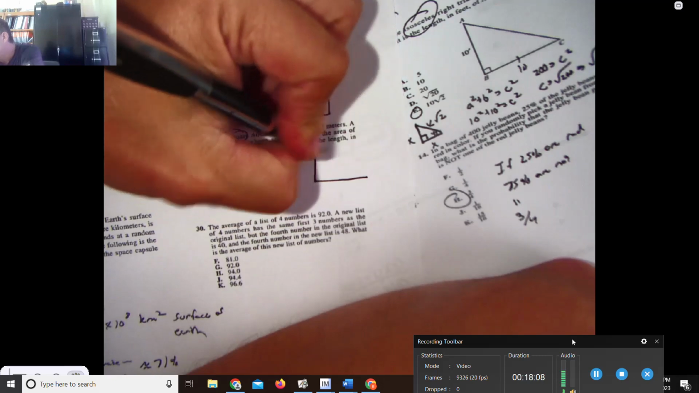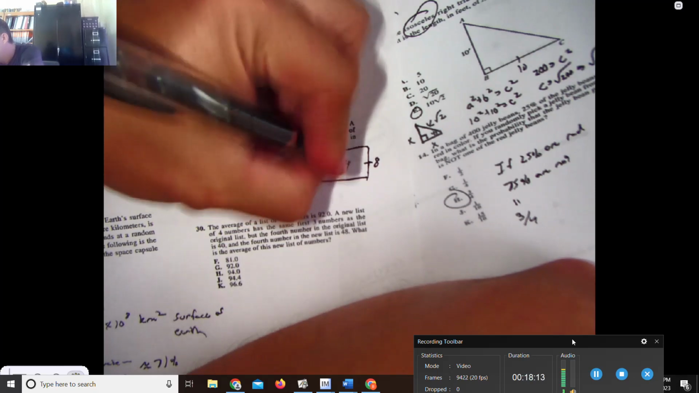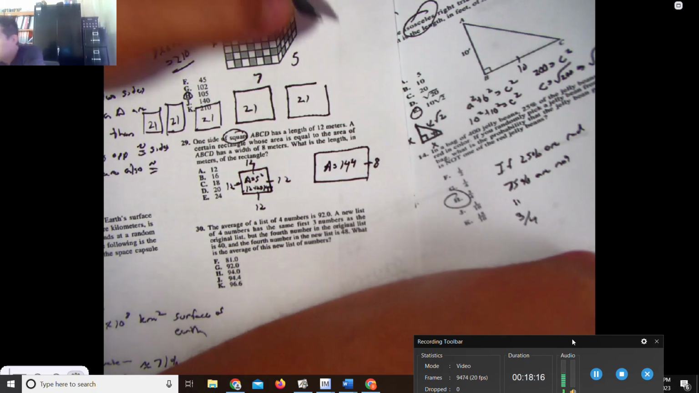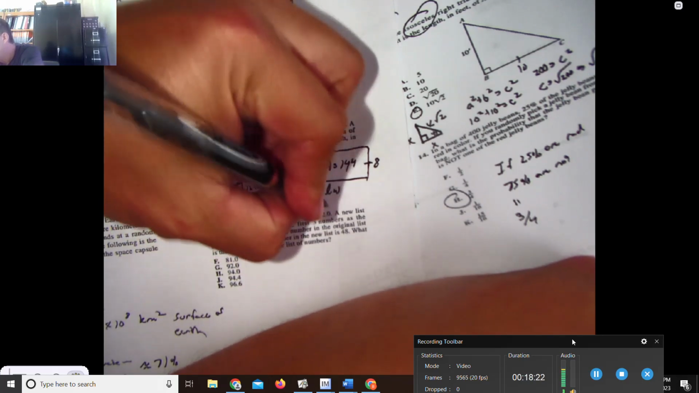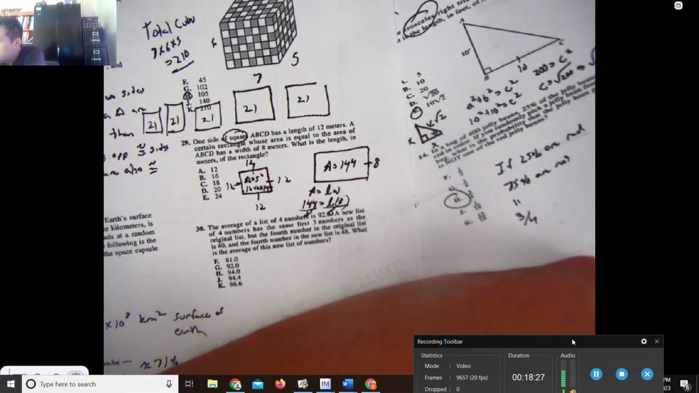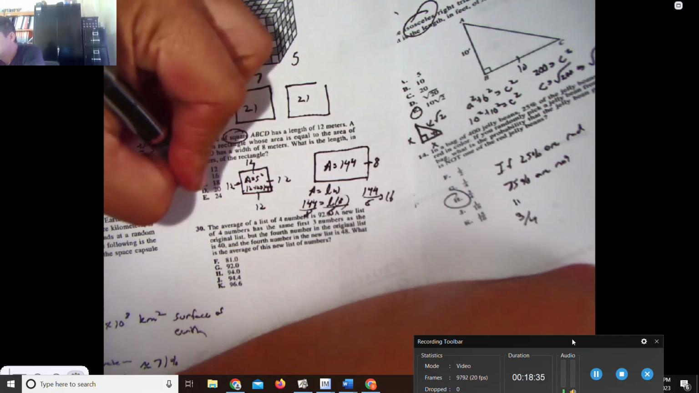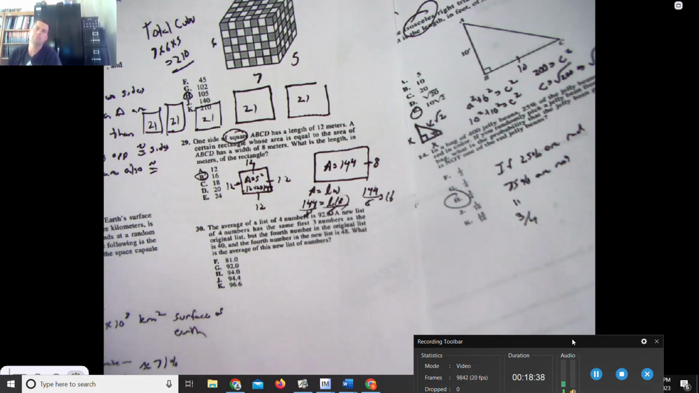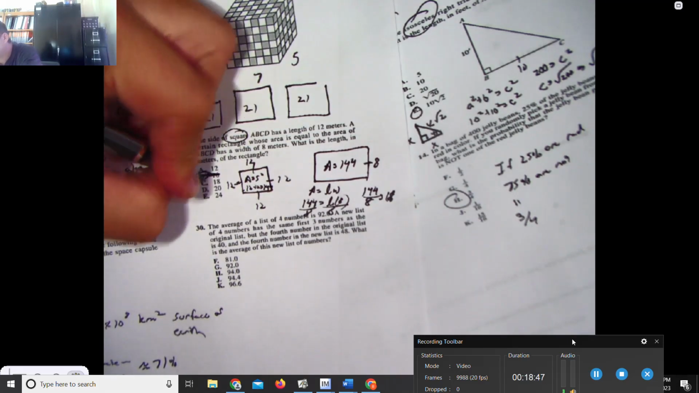Then they talk about this rectangle, and they tell you it has a width of 8, and now you know it has an area of 144. What's the length? Well, area of a rectangle is length times width. The area is 144. The length is unknown, but the width is 8. Divide out the 8. How many times does 8 go into 144? 16. There you go. No, not 16. 18.